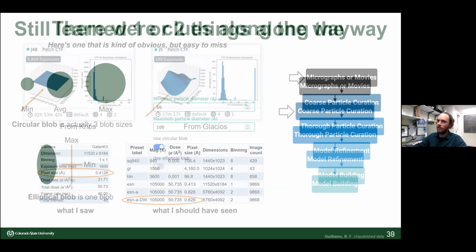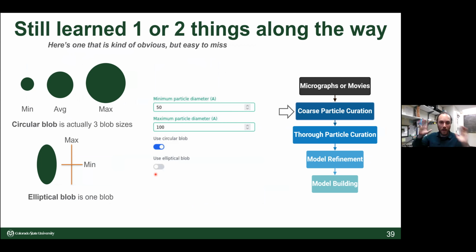With some caveats, right? I did learn some things along the way, right? And I'll talk about how I'm now doing things with the correct pixel size, right? This is still ongoing. So one of the things I learned, if you read the tooltips, the circular blob picker is actually 3 blob sizes. I sort of assumed the first couple of times I was using this that it was some continuum of blobs with a minimum and max. It was going and picking all this stuff, right? The elliptical blob is actually just a single ellipse where you're defining the max and the min axes of this.